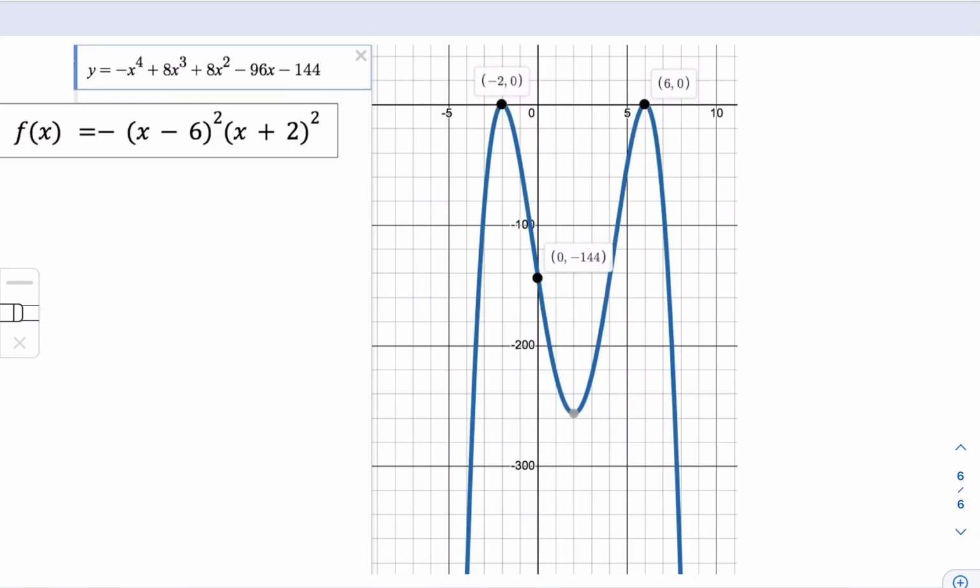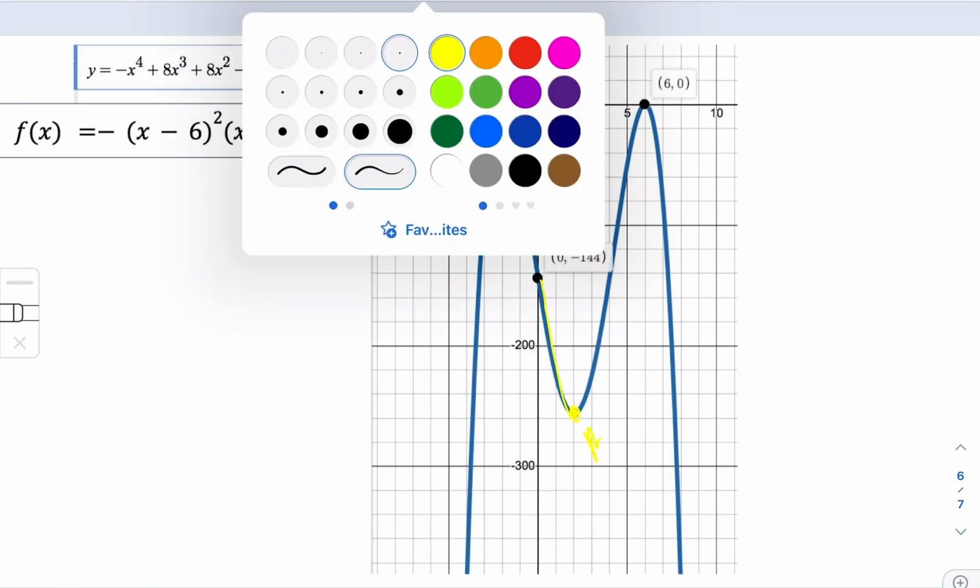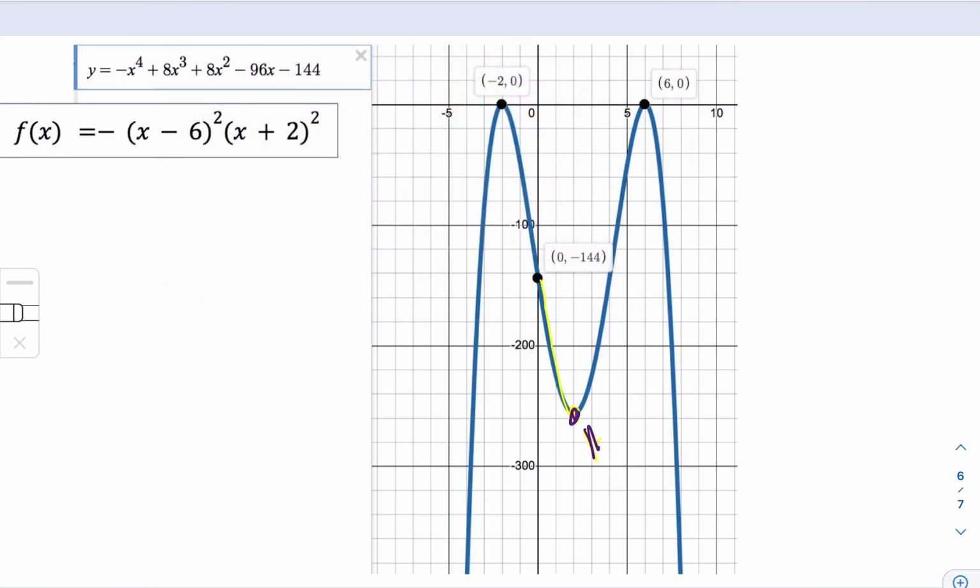Here you go. Here's Desmos. This is what I'm talking about. See how it actually swoops down? And there's actually a minimum right here. This minimum point right here, that's something that's like calculus level. So you don't need to worry about that.